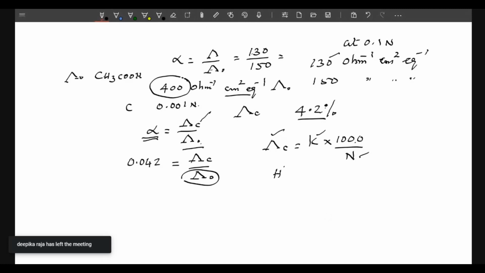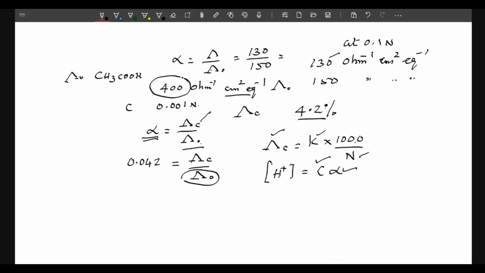Next, H plus ion concentration can be calculated. You may be asked to calculate what is the H plus ion concentration, for which what is the formula? C alpha. Therefore, I have derived this dilution formula. C alpha, C and alpha are given. You can calculate the H plus ion. Knowing H plus ion, you can calculate pH.